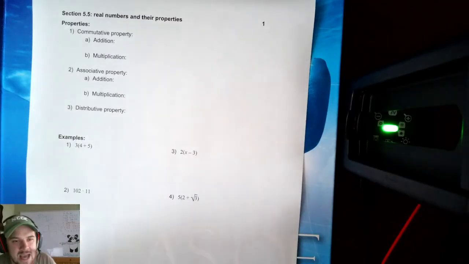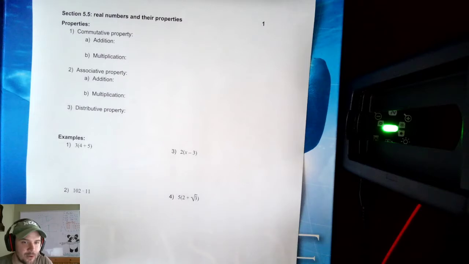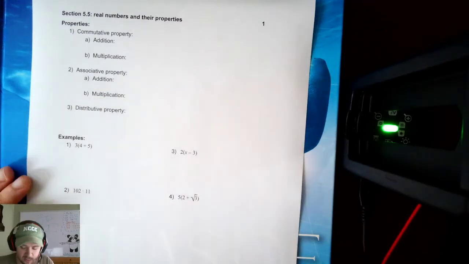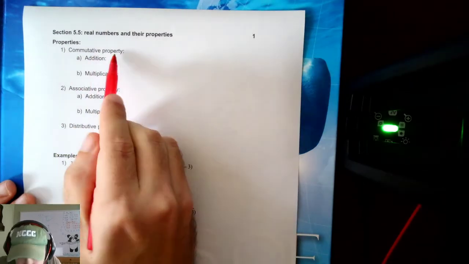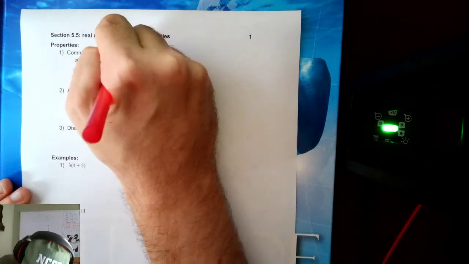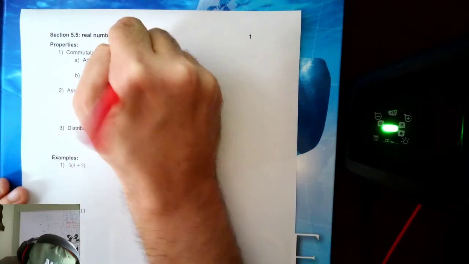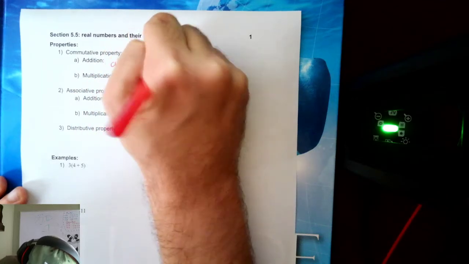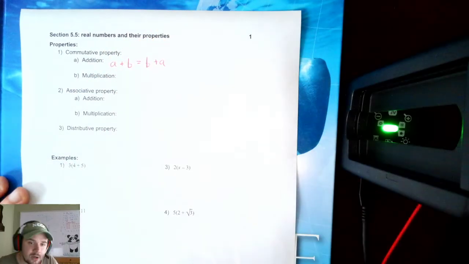Today we're going to talk about Math 120, section 5.5, and this deals with some properties we have. The first is the commutative property, which is true for both addition and multiplication. What that says is, if you take two numbers and add them together, then you can flip the order and the sum will still be the same.